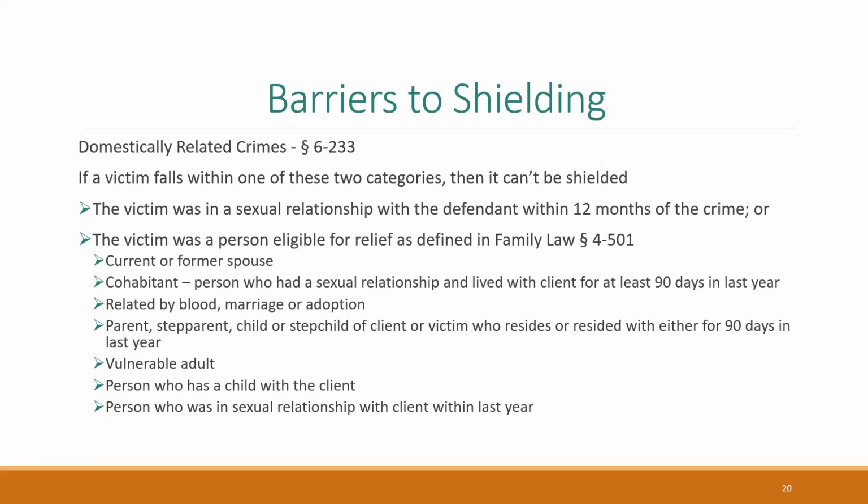And then this is one other barrier to shielding. There is an exception that if someone has a guilty conviction related to any of these domestically related crimes, then they can't be shielded. So when you're doing the analysis, you need to also make sure that none of these apply.